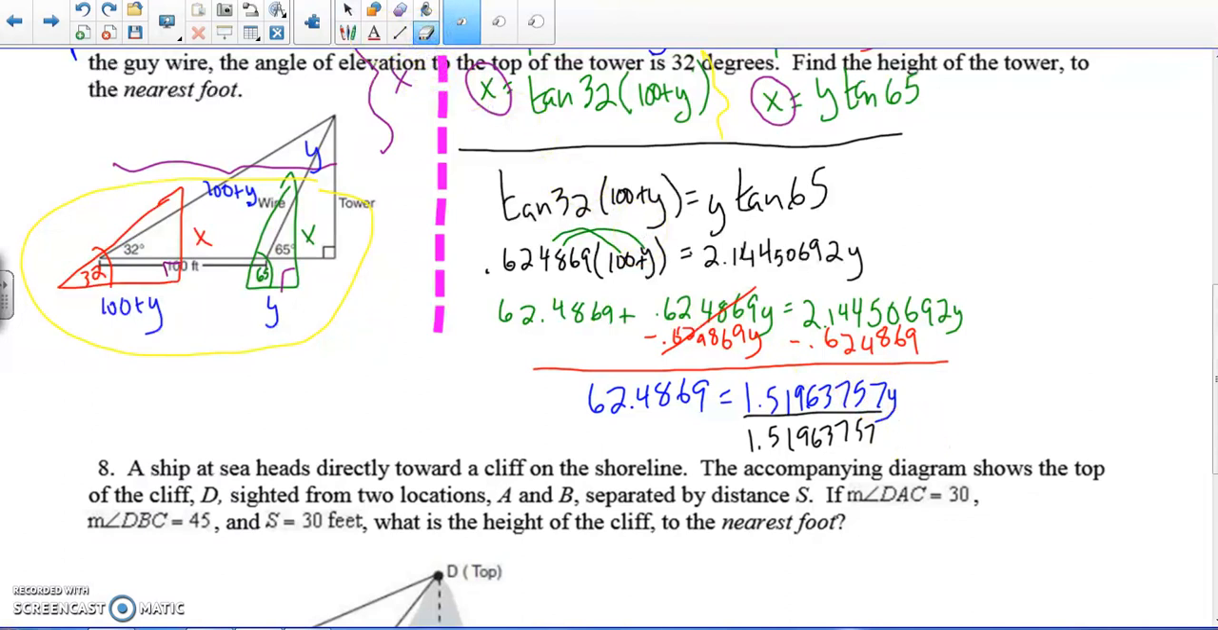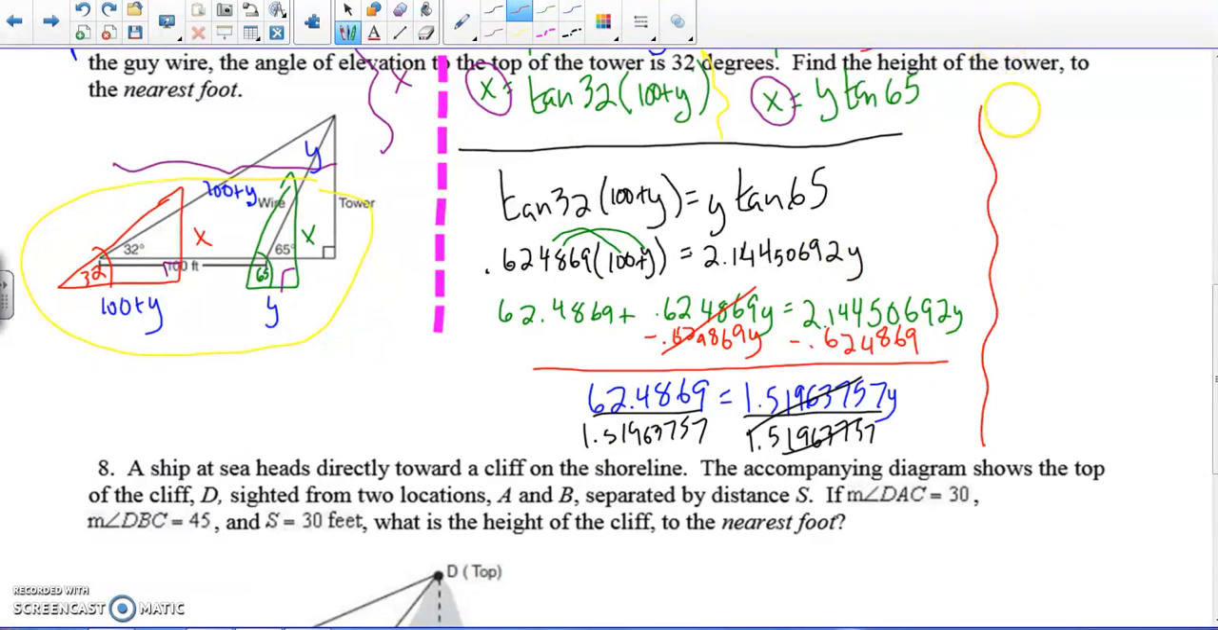We're just dividing by what the y is attached to. So we'll divide by that number on both sides. 1.519637757, so those go away. We put this into our calculator, and I will tell you, after all that work, we will get y equals 41.11963. All right, obviously you're going to be doing this in your calculator. I did the numbers already, but that's where I got my y value.